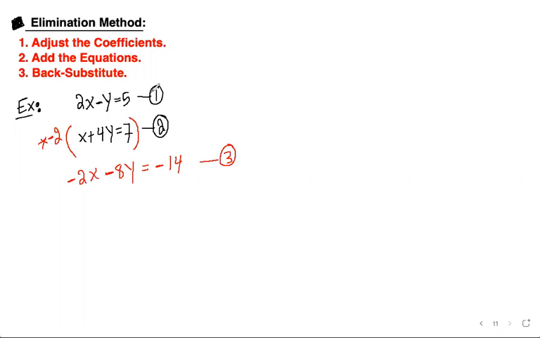Now I have to add 1 to 3. This is step number 1. Step number 2, add the equations. I'm going to add equation 1 to equation number 3. So 2x minus y equal 5, and minus 2x minus 8y equal minus 14. So adding the two equations.